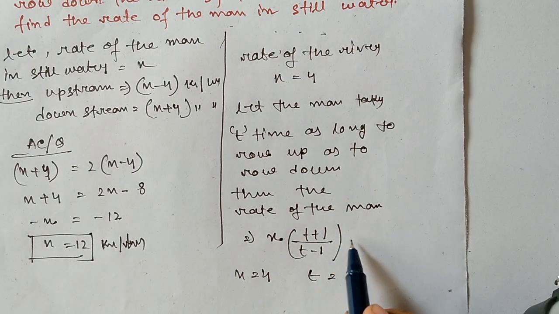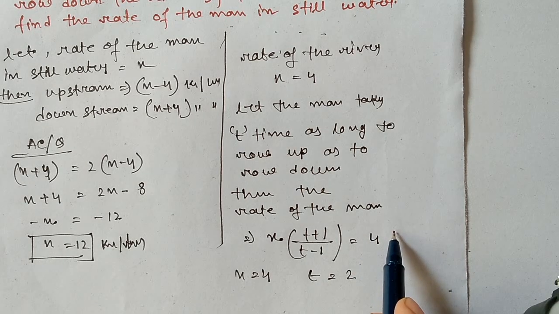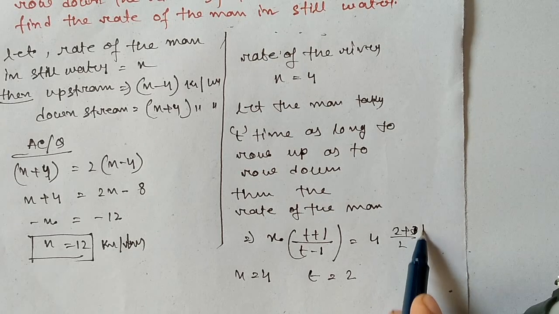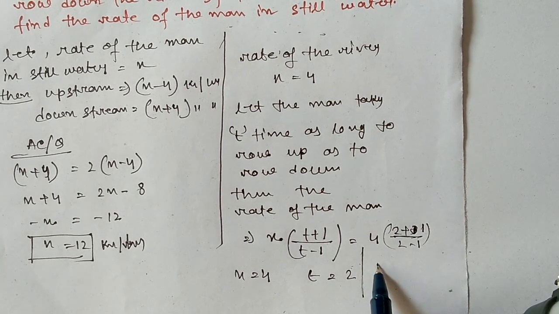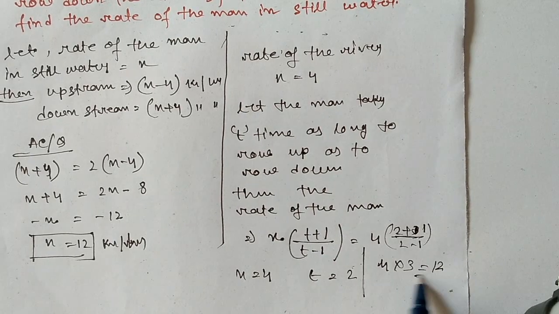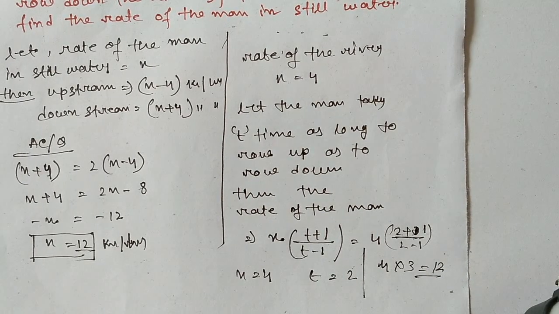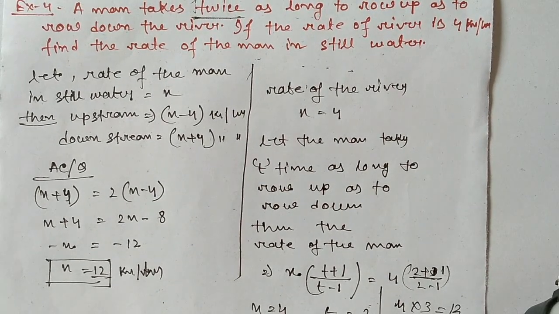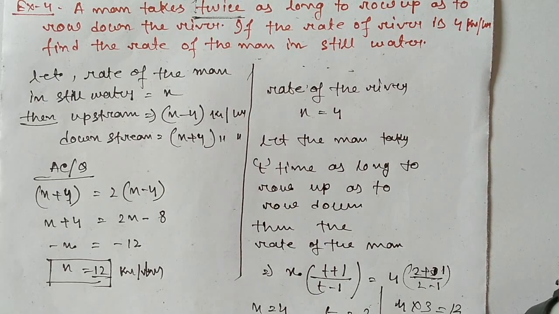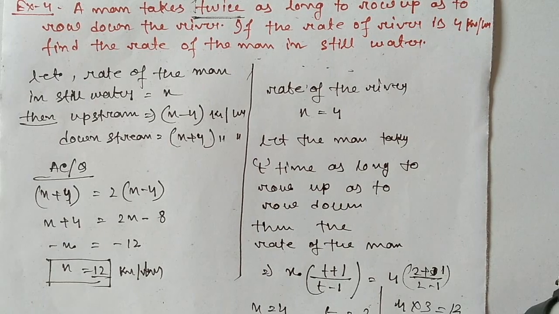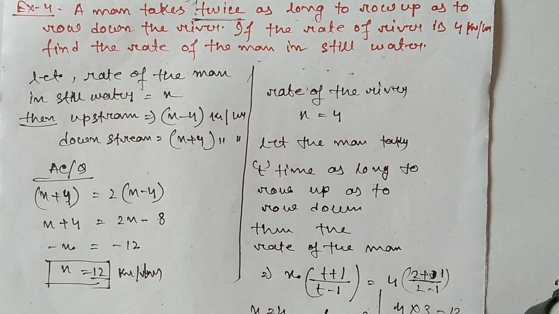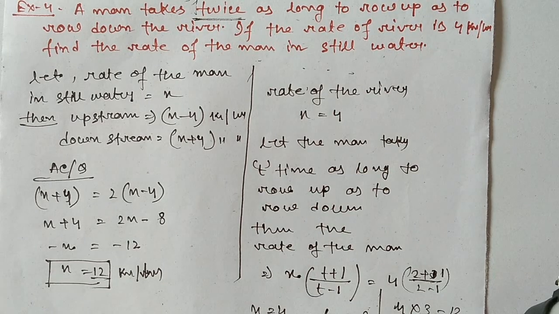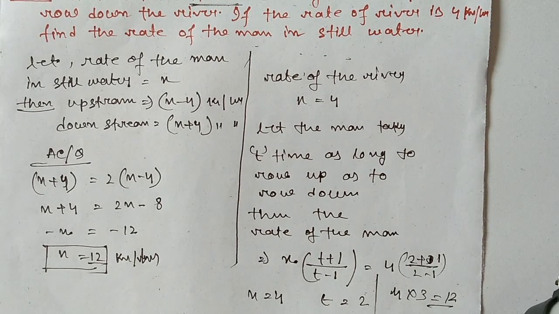Now by putting the values, x gives us 4 and this gives us (2 plus 1) by (2 minus 1), which gives us 4 into 3, that is 12. This is 12 and also this is 12. So this is the short process for this type of problem. Just look at it carefully before you proceed to our next problem. Now move on to our next problem.